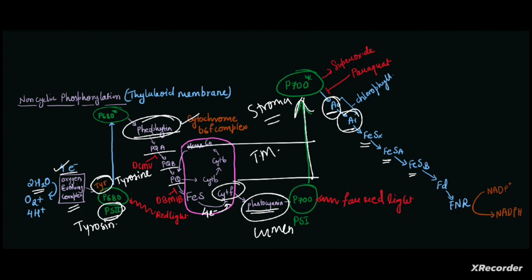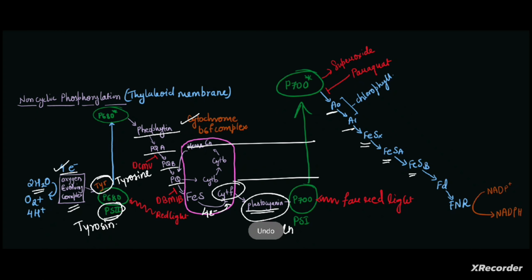then chlorophyll A1, then there will be iron sulfur X, iron sulfur A, iron sulfur B, ferredoxin, then ferredoxin NADP reductase will reduce your NADP+ to NADPH. Now this is the series of reactions that is occurring here. I know it is a bit complicated, but it is very important. Just remember the sequence: A0, then A1, then FeSX, then FeSA, FeSB, ferredoxin, and NADP reductase will be involved in reducing your NADP+. Okay, so that is it.